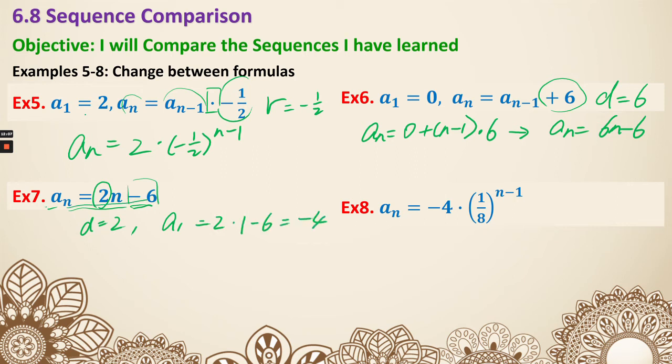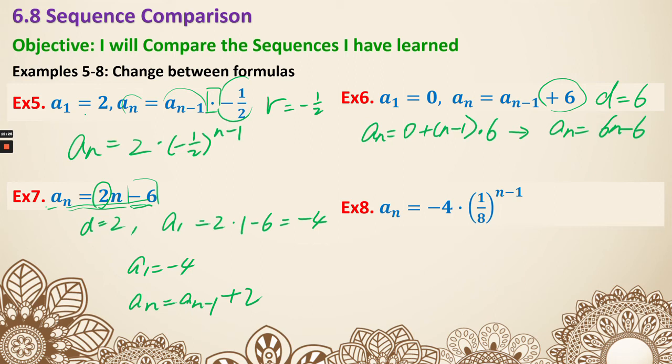Since this is an explicit formula, the way I know that is because there's no a sub 1 given, and I also don't see a sub n minus 1 in the formula. So this has got to be an explicit one. I need to change it into recursive. A sub 1 equals negative 4, and a sub n equals a sub n minus 1 plus 2.